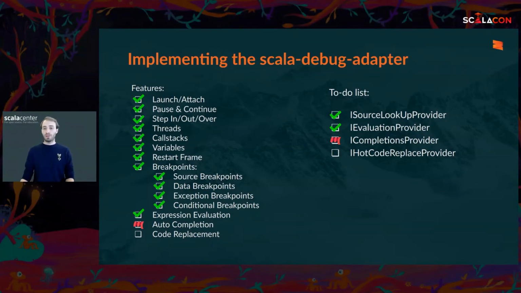For the last one, the code replace provider. So the idea here is that we can change the source file, that the source file can be compiled, and that then we can load the new class generated by this. This is not yet implemented. So this is my second Joker. But maybe that's a cool thing to contribute to. So if someone wants to try that, that would be very, very useful.